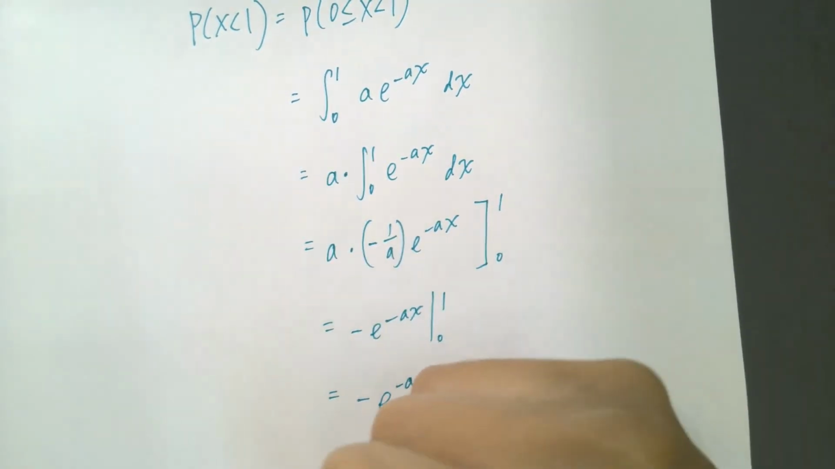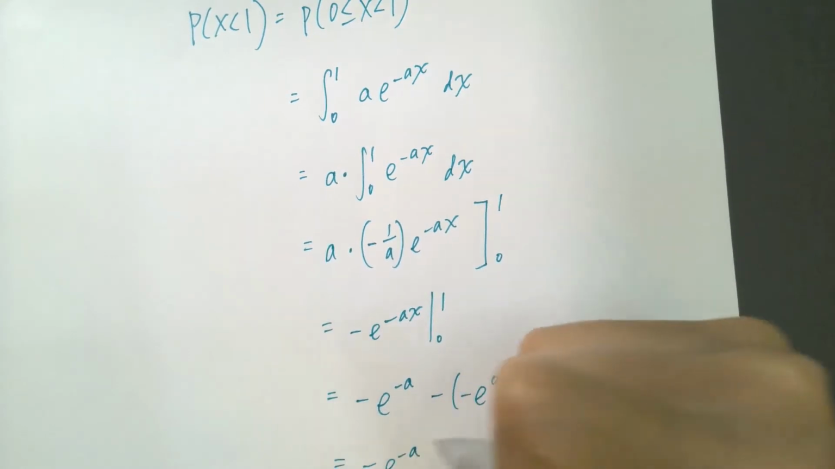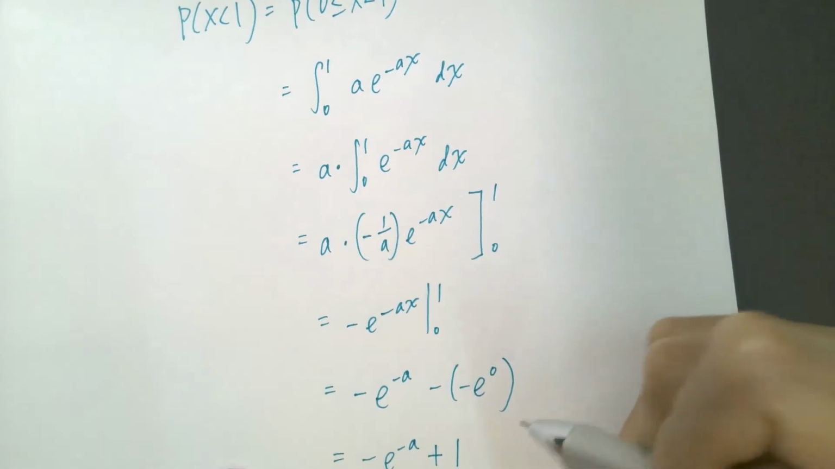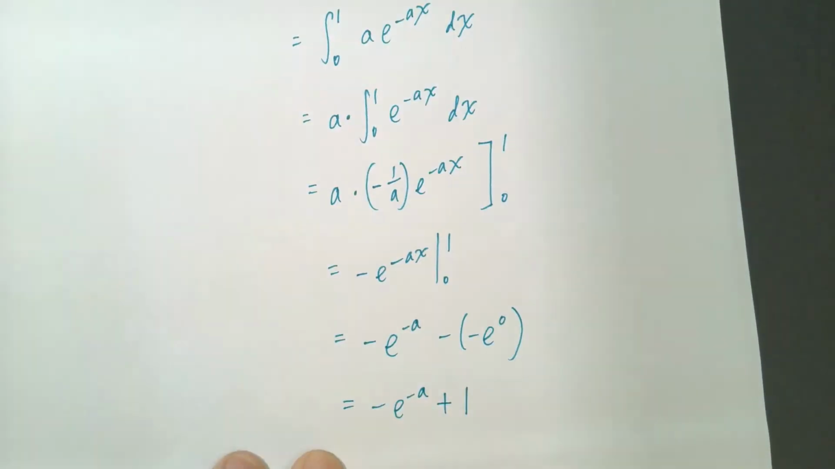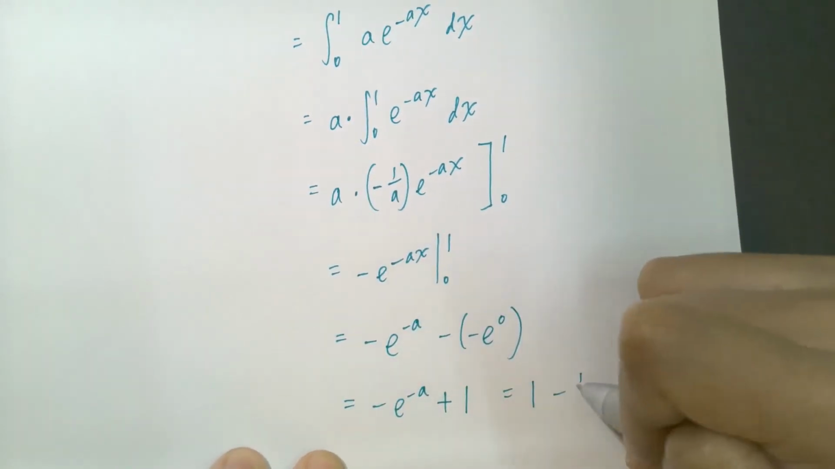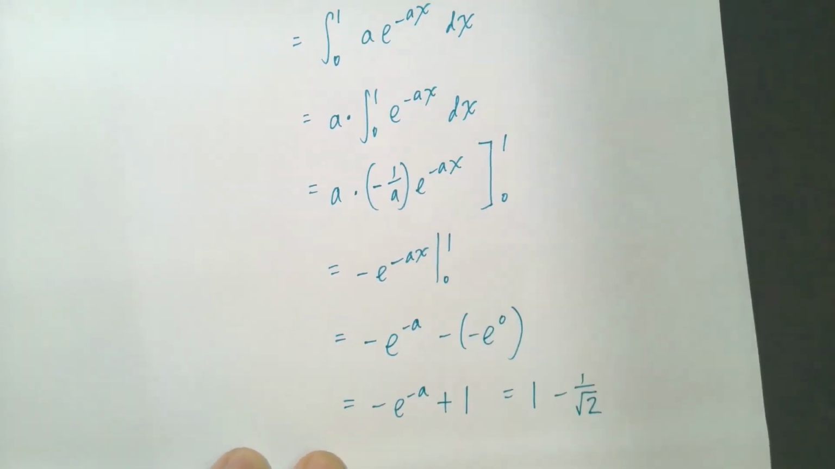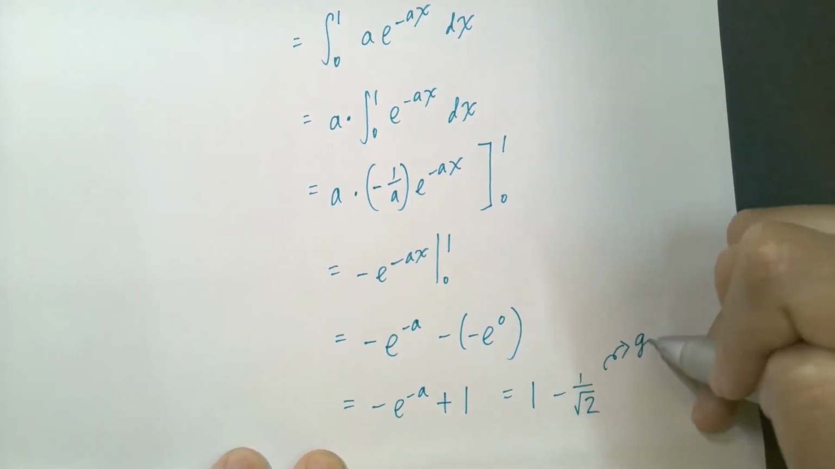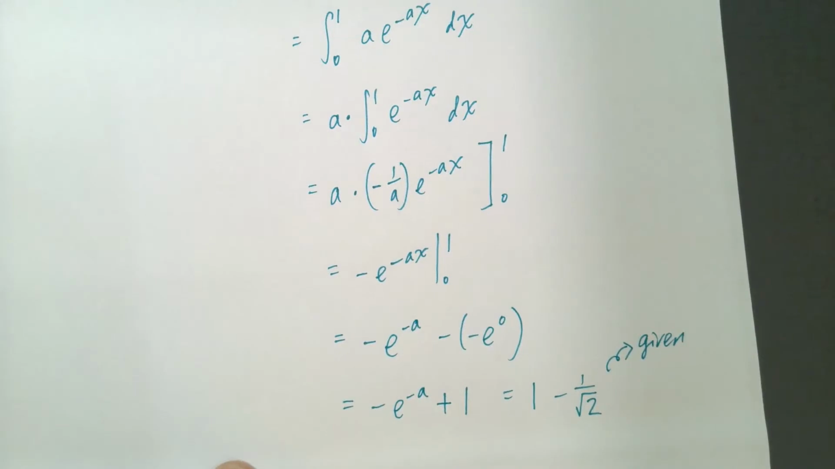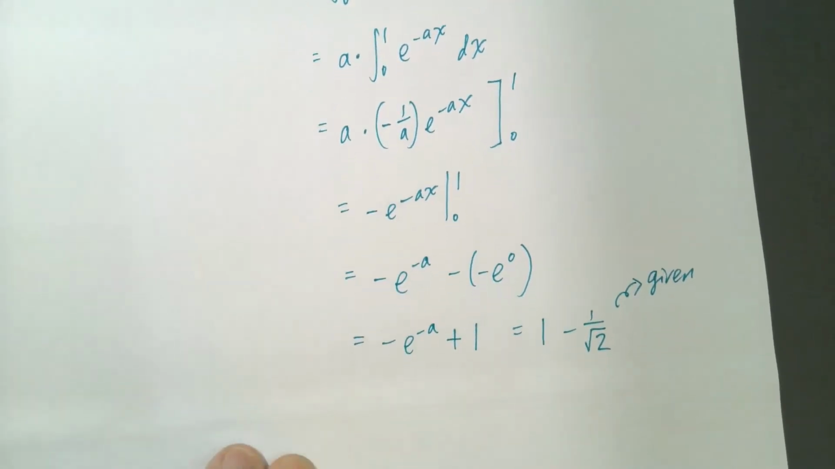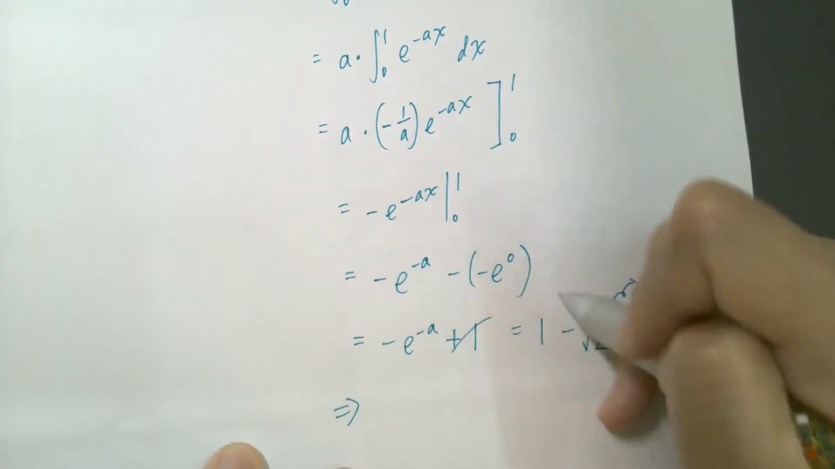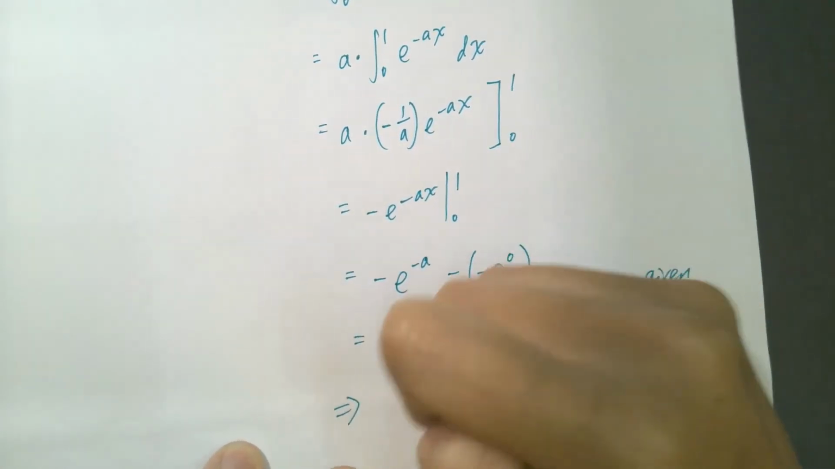And that, of course, is negative e to the power of negative a plus, this is just 1, okay? And this is supposed to be equal to what is given in our question, which is 1 minus 1 over square root of 2, right? This is given, okay? So I don't know why I'm doing this, but let me just write it. It's given, right? So therefore, what do we know? We know that the 1's cancel out, and the negatives cancel out.